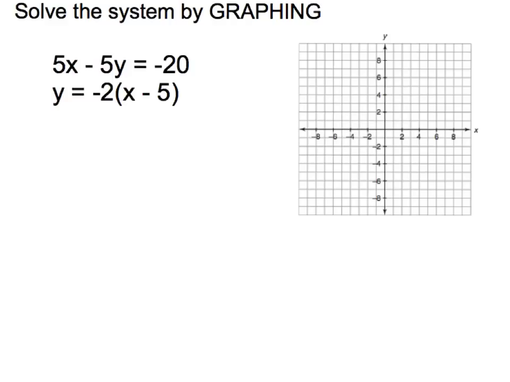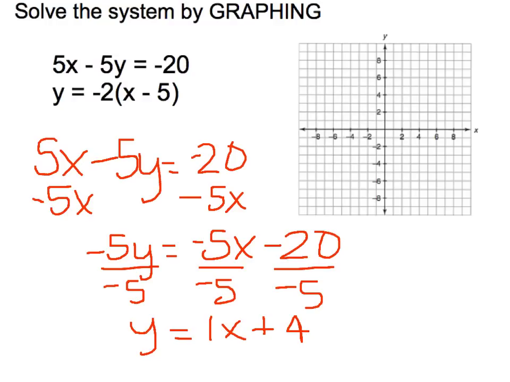Here's our first system. In this system, you can see that I've got two equations, and both of them are going to require a little bit of work to get y by itself, to put the equation into slope-intercept form. I'm going to start with the first equation. So I'm going to rewrite 5x minus 5y equals negative 20. And remember again, I want to put this in slope-intercept form. So what I'd like you to do is jot this down in your notebook, pause the video, and put this equation into slope-intercept form. Then hit play.